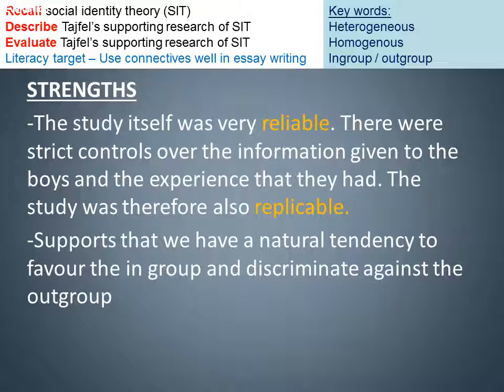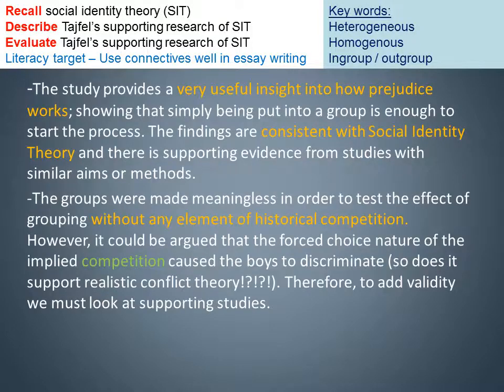Now, this is a really reliable study. It was a lab study, there were strict controls, it was very replicable in terms of the fact that if the study would be repeated, you would get the same results. And it supports that we have a natural tendency to favour the in-group and discriminate against the out-group. It's very useful to explain to us how prejudice works, and it's consistent with social identity theory, suggesting that you just have to have the presence of the two groups for prejudice to occur. The groups were completely meaningless, so it was a control that Tajfel put in place, ensuring that there was no historical competition between the sets of boys.